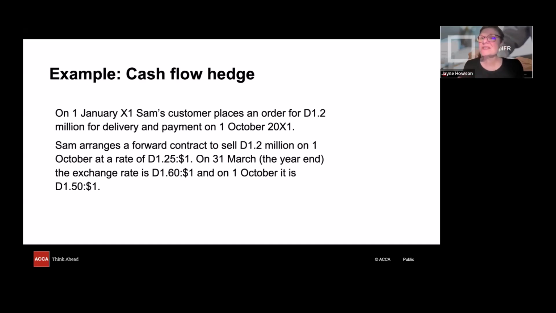But if a derivative is taken out in expectation of that transaction, we need to record the value of it. Otherwise, that wouldn't reflect what's going on in the business. But what am I going to do with the double entry? So have a little read through this one for me. Maybe pause the video and then you can have a read through.